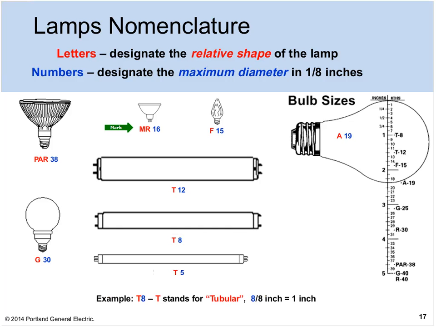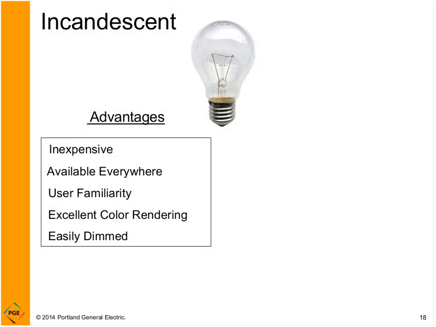So now let's start our lamp family discussion with incandescent, and we'll talk about some energy efficiency legislation that's been in the news a lot lately. So incandescent light bulbs haven't fundamentally changed since they were invented over 130 years ago. So why do we still use them? Well, they're inexpensive, we can get them anywhere, people know how to use them, color rendering is good, and maybe one of the reasons that we're using them the most is because they're easily dimmed.